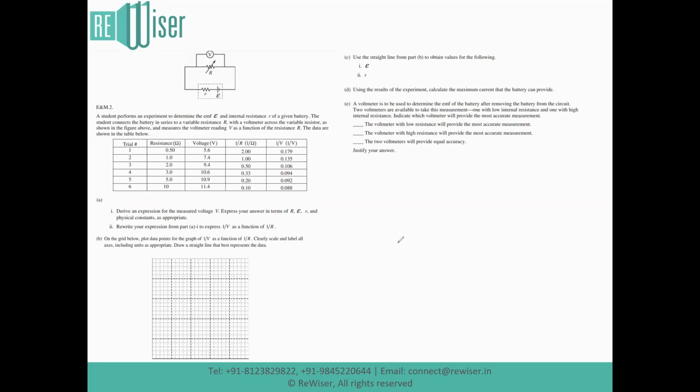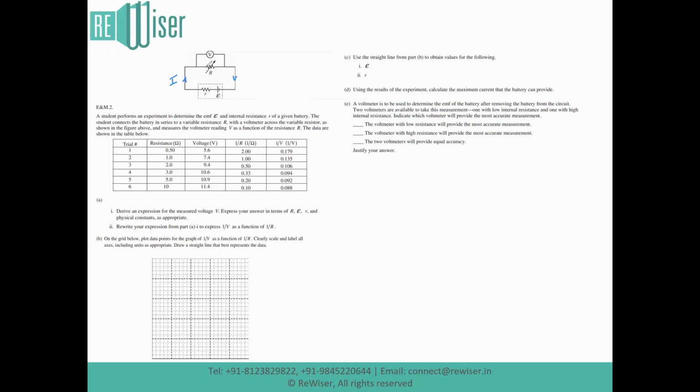Now, we have the capital R readings, the voltage V readings across this capital R. We have current I readings, obviously, and we also have 1 by V readings. Derive an expression for the measured voltage V in terms of capital R, epsilon, small r, the internal resistance, and other physical constants, if and when necessary. We can use KCL and KVL for this. We can assume that the current flowing in the entire circuit is I. There is no need to use KCL further because there is just one single loop. We will try to use KVL.